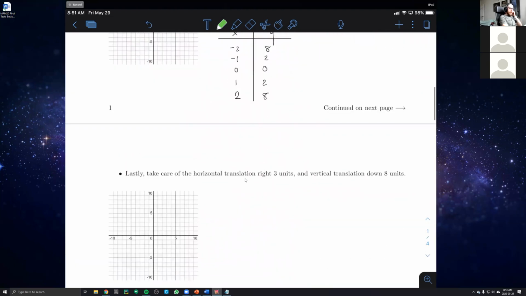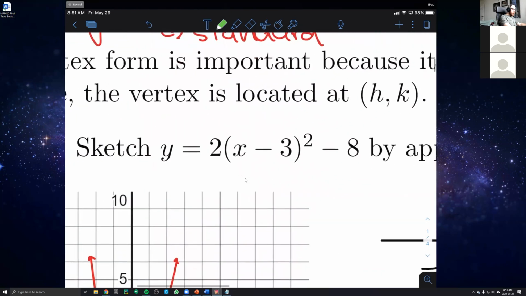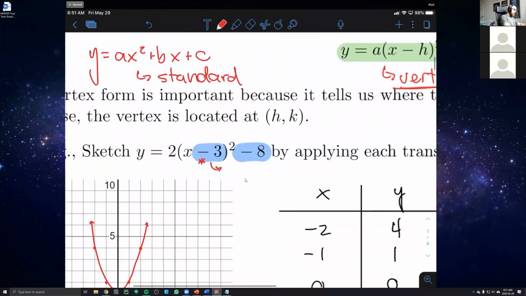Now we have to take care of the translations. So again, remember that when we're dealing with something like this, the translations come from this -3 and this -8. The only thing that we have to be really careful about here is whatever sign is inside the brackets. So even though it says -3, what we're going to be doing is adding 3 to all of our x values. So we're moving 3 units to the right. So this will be 3 units right. And this will be 8 units down.